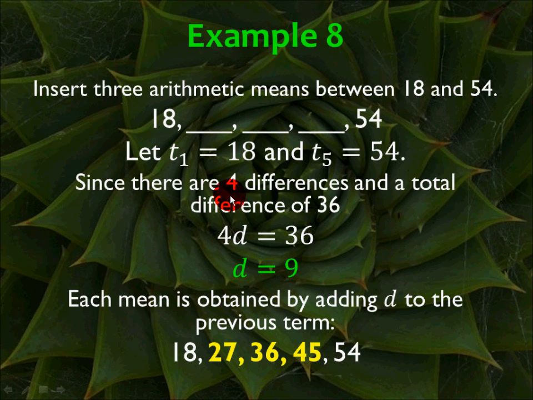If they ask for two, you would have three differences for a total of 36, and your D would be 12. If it's two arithmetic means, we just did that. If it's one arithmetic mean, you just take the average.